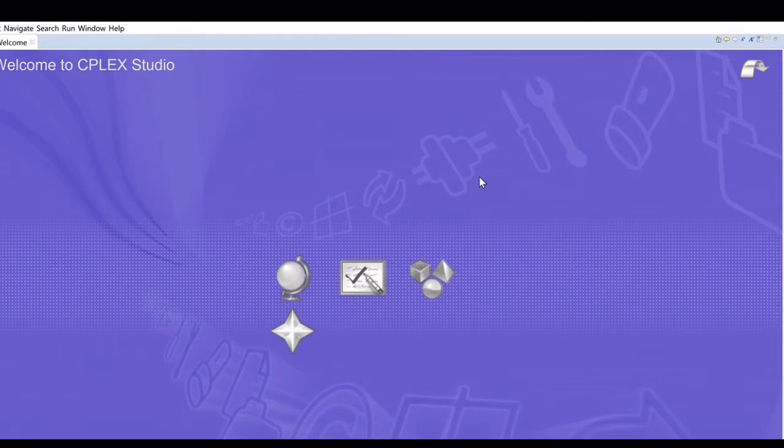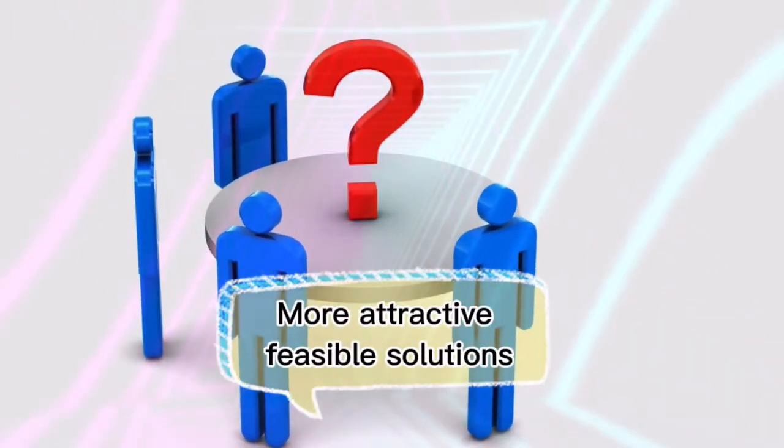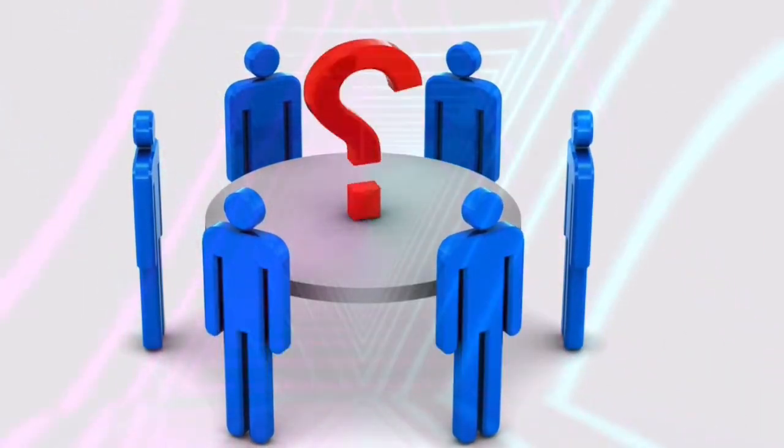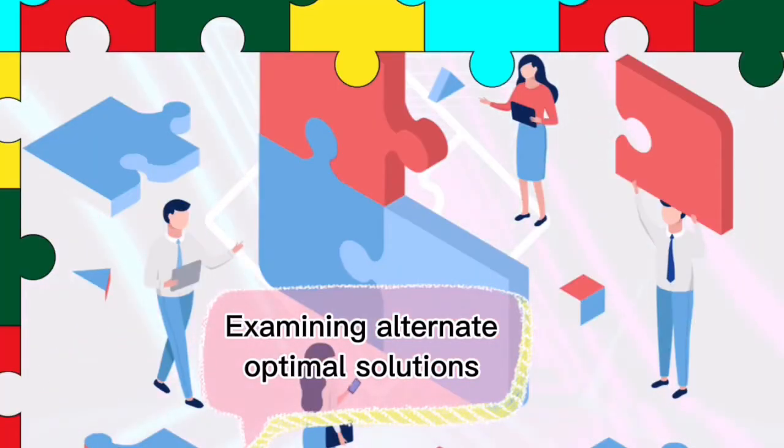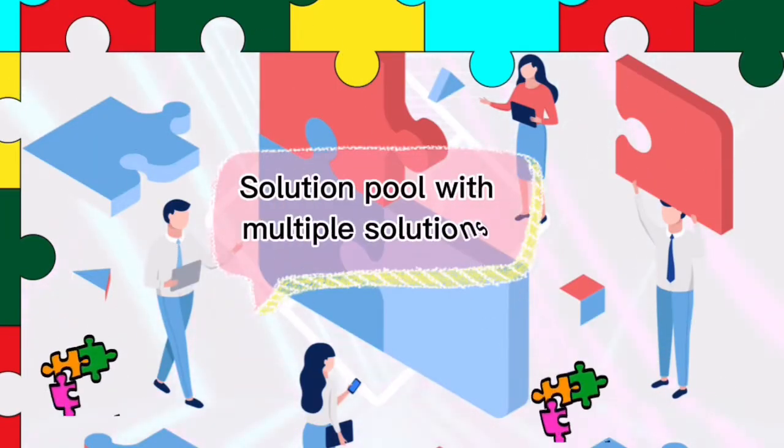And today's video is going to be about working with the solution pool in IBM ILOG CPLEX Optimization Studio. So let's get right into the video. Sometimes good feasible solutions are more attractive than the optimal solution. Or a decision maker might want to examine alternate optimal solutions. In this case, having a solution pool that includes multiple optimal and feasible solutions is very useful.